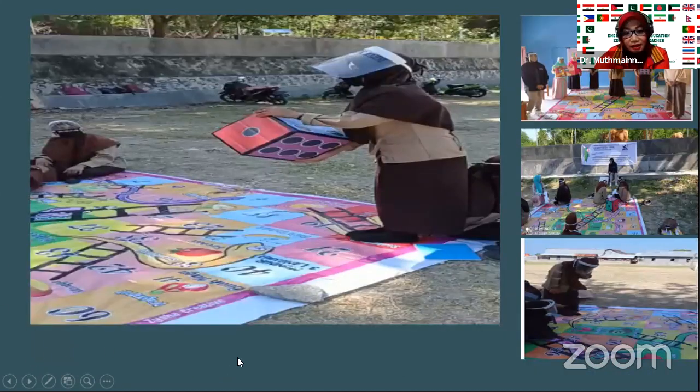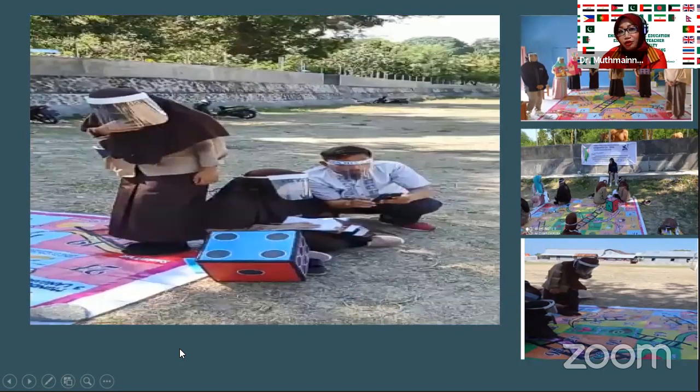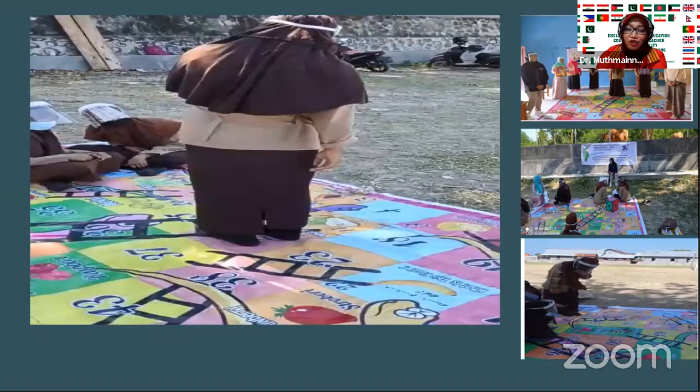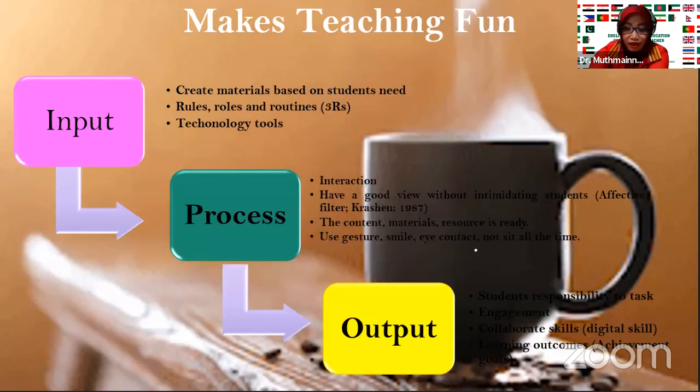And this is the second strategy, using TGT, Teams Games Tournament. You know that whether there is an internet connection or not, nothing can stop education. So for the last part of my presentation, how to make your learning fun: you can create your material based on your students' needs or condition. You can improve your student interaction and the output. Your students will be engaged, and this is to achieve your learning outcome, namely higher order thinking skills.